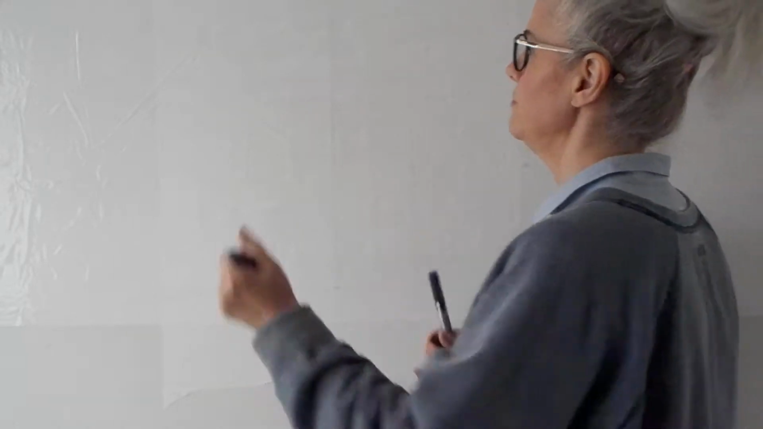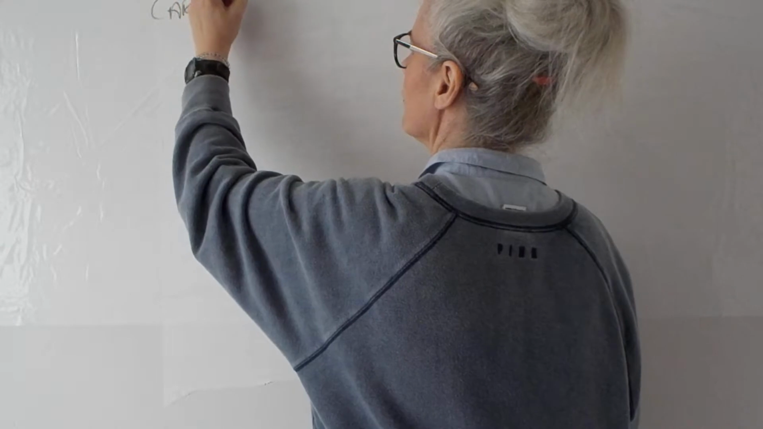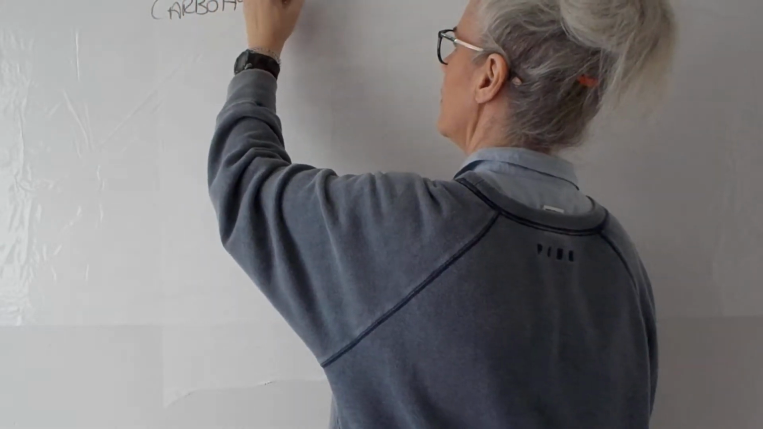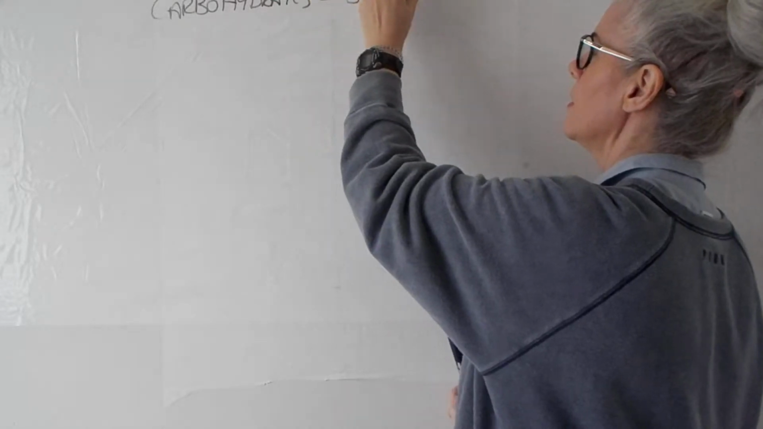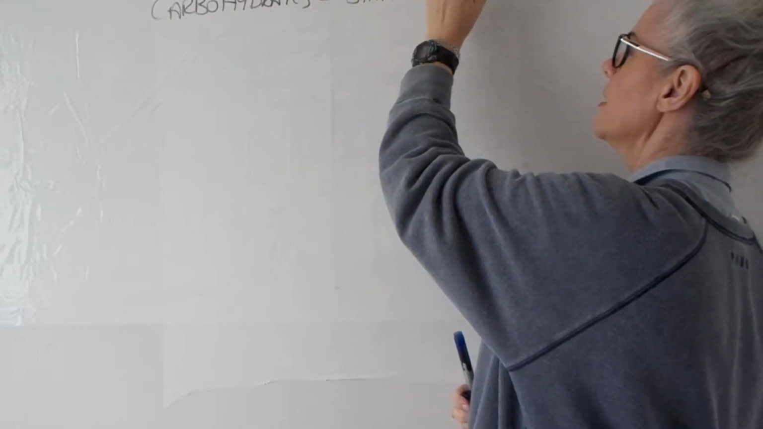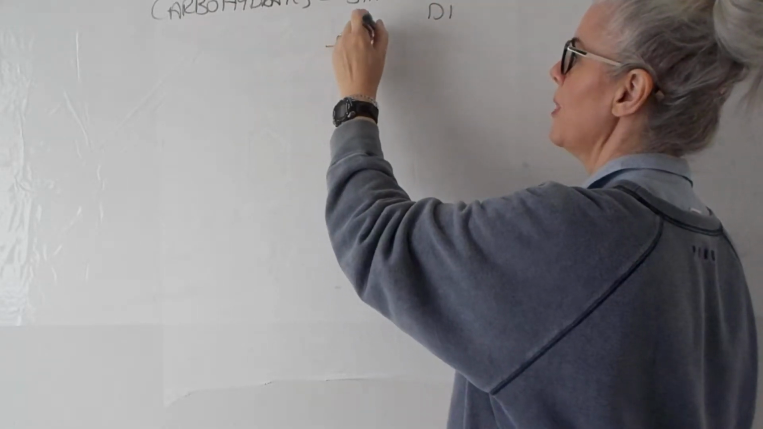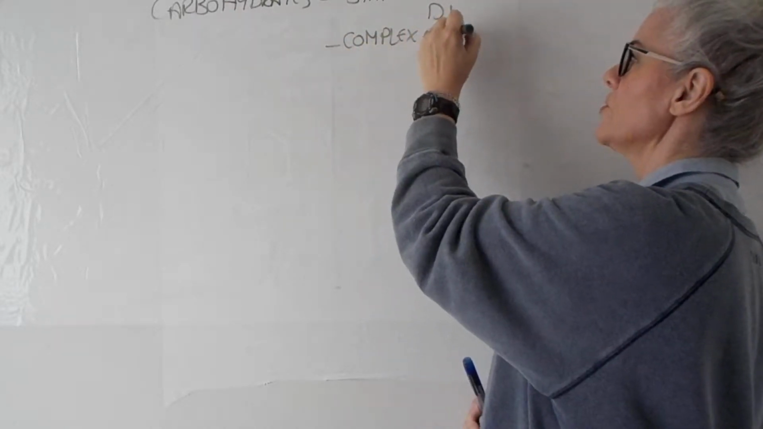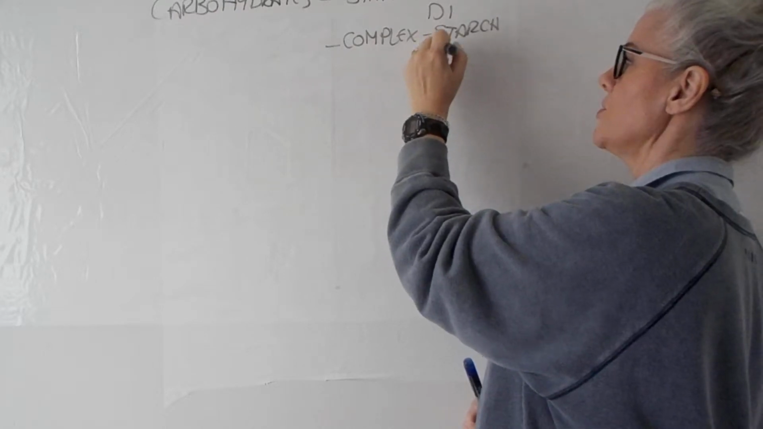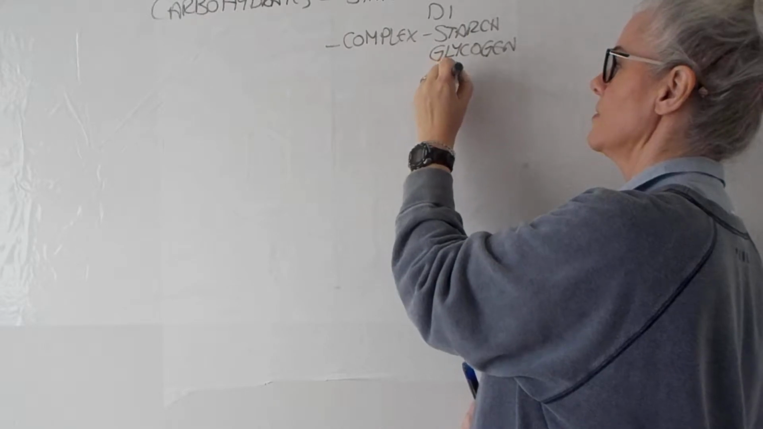Okay, so now today we're going to do carbohydrates. So carbohydrates can be split into the simple ones, and they are monosaccharides or disaccharides, and then you've got the complex carbohydrates, and they are your starch, glycogen, and cellulose.